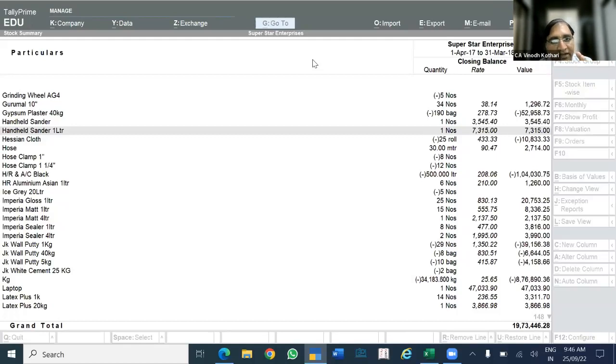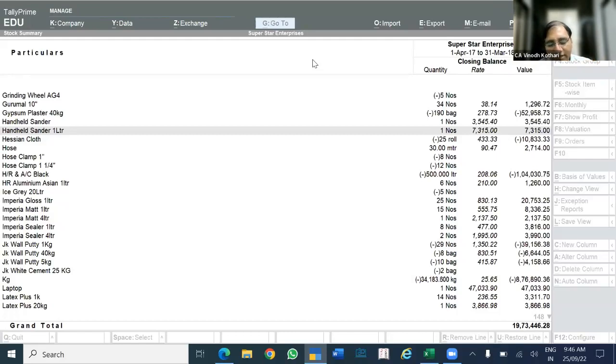You will face this trouble in your printing and stationery. 10 pencils negative. That means where should you search? In your stock, negative stock is 10 pencils. Where will you search? What will you check?